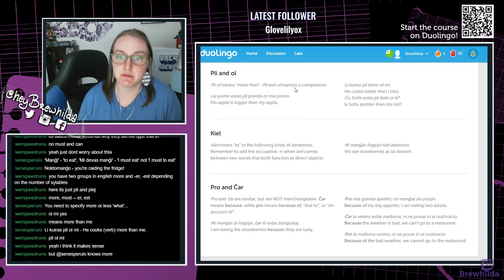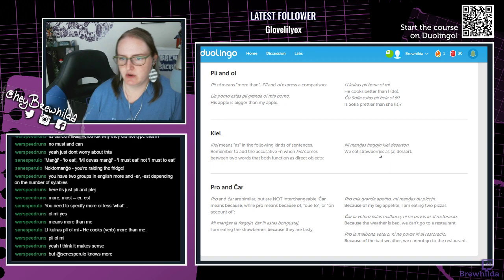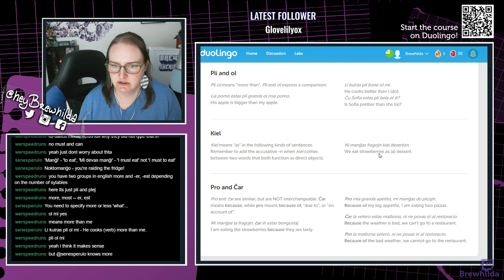Pli ol mia pomo. Yeah. Pli. Estas pli granda ol mia pomo. Kiel means as, so like an accusative. So you're not saying we eat strawberries for dessert, you're saying we eat strawberries as a dessert. I don't know, that might just be kind of splitting hairs. Pro and char. This should be char, right? Like a CH. Pro and char.